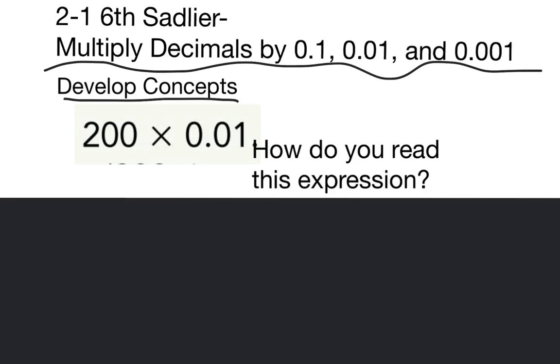This section is on multiplying decimals by 1/10, 100th, and 1,000th. So if we look at this, this is not in the book part, but if we're looking at 200 times 100th, the question is how would you read this expression? Looking at the numbers after the decimal point, the place value positions, this is the 10ths place and this is the 100ths place. Since this is in the 100ths place, look at all the numbers after the decimal and we read that as 1, and since that's in the 100ths place, we read that as 100th.